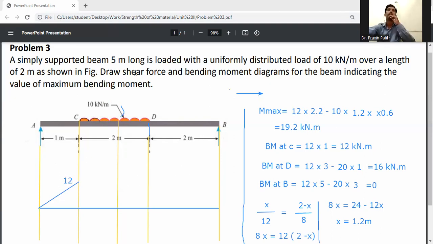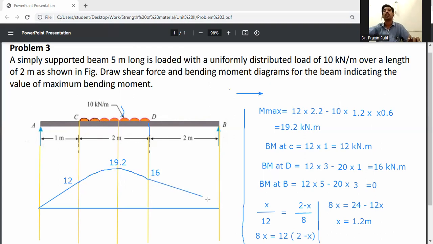Then the bending moment at the maximum distance, 1.2 meter from C, is 19.2 kilonewton meter. Right under the UDL, draw a parabolic curve. Then the bending moment at B is 16 kilonewton meter, again a parabolic curve under the UDL. The bending moment at D is 0.